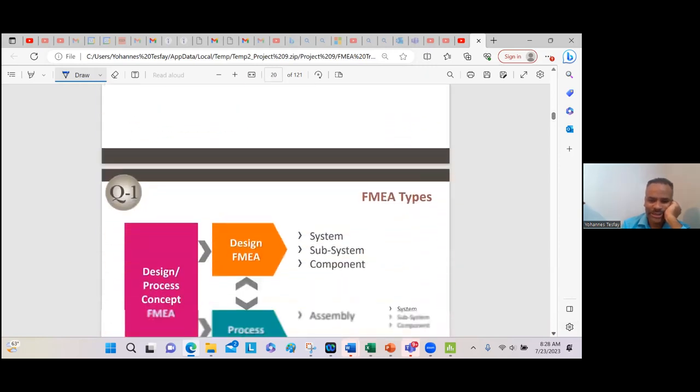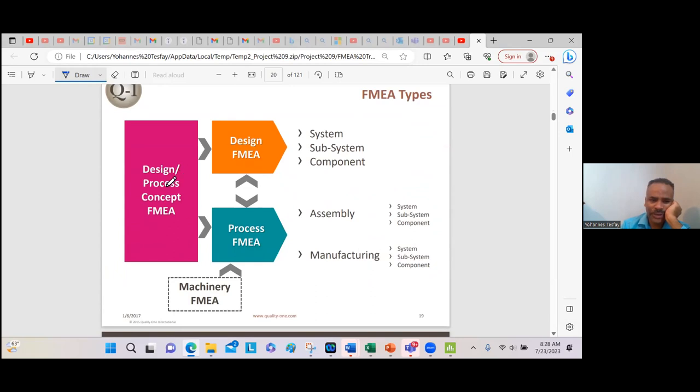Okay, how are you going to develop this? Design: you have the design and process concept. Then you move to design FMEA: system, subsystem, and component. Okay, for those three. And process FMEA, that's going to be assembly and manufacturing. Okay, for everything.